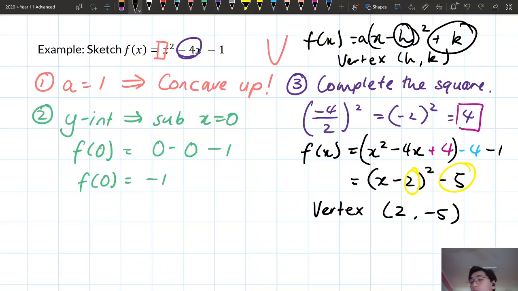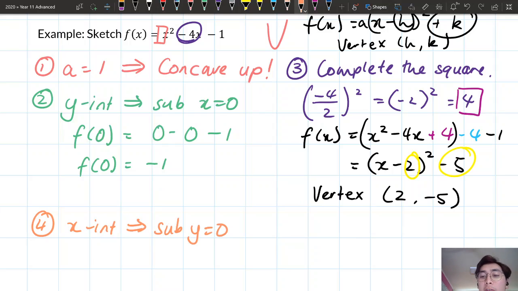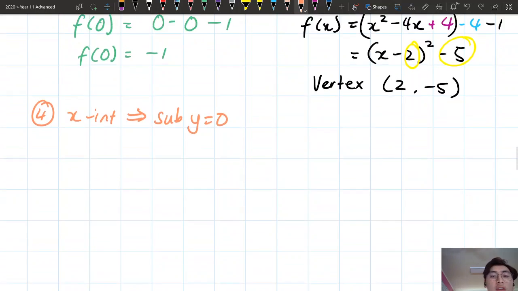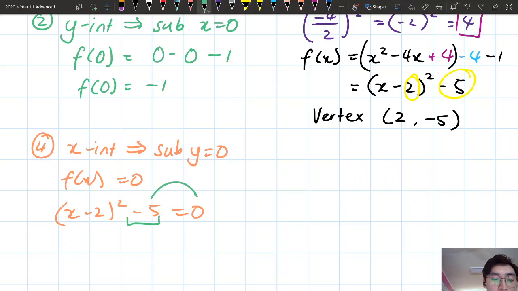Okay, cool. So I've got the vertex, I've got my concavity, I've got my y-intercept. The final part I'm going to check is my x-intercepts. If you remember, for x-intercepts we substitute y is equal to 0. Now I've got my function in completed square form, so f of x is equal to 0. So I've got x minus 2 all squared minus 5 is equal to 0. I'm going to move this negative 5 to the other side, where it becomes a positive 5. So I have x minus 2 all squared is equal to 5.